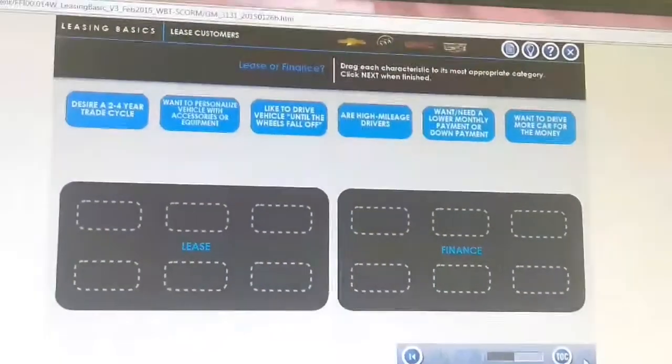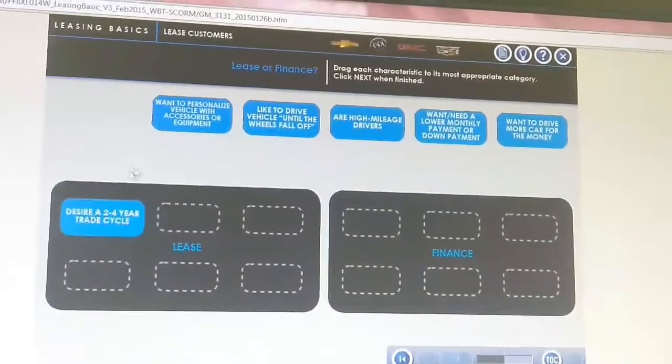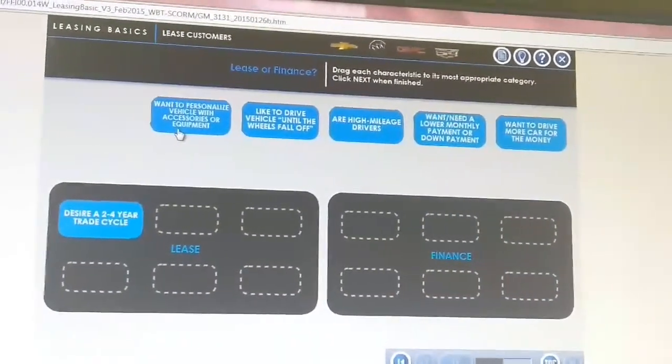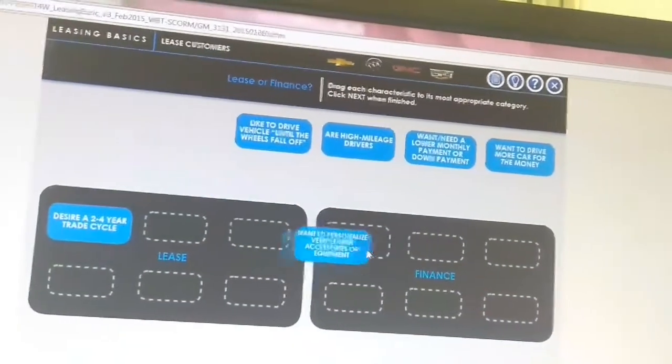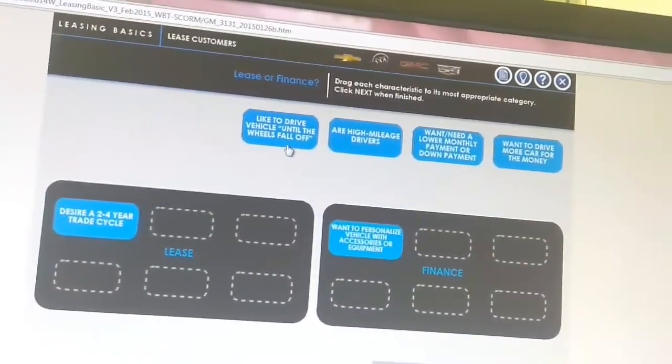Based on what you know about leases so far, what makes an ideal lease candidate? Drag each customer characteristic to its most appropriate category, lease or finance. When you are finished, click Next.